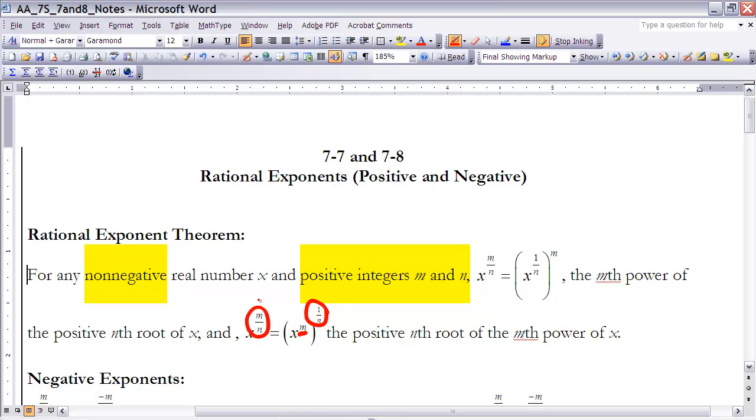Okay? And it doesn't matter the order in which we take the power or take the root, but when I have a number that's being raised to a rational power, some number over another number, the top number represents the power and the bottom number represents the root. So I'm going to take that number, raise it to the mth power, and take the nth root of it.